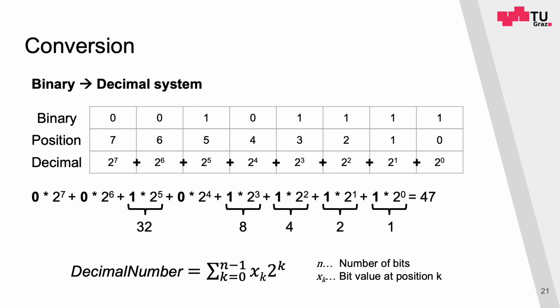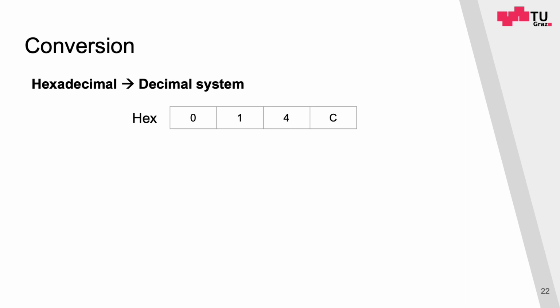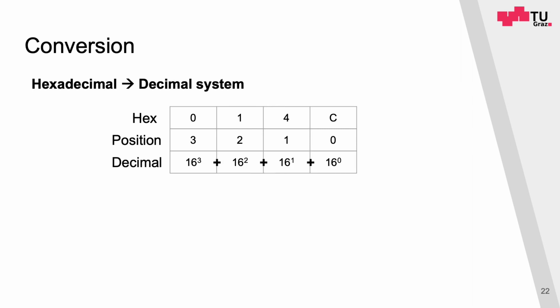Now we look at the conversion from hexadecimal to decimal. Here we have the hex value 014C. Again, we write down the position. We start from the right: the rightmost position is position 0, then position 1, position 2, position 3. Then, similarly as previously, we write down the base. Since hexadecimal has the base 16, we write 16 to the power of the position: 16 to the power of 3, 16 to the power of 2, 16 to the power of 1, and 16 to the power of 0.